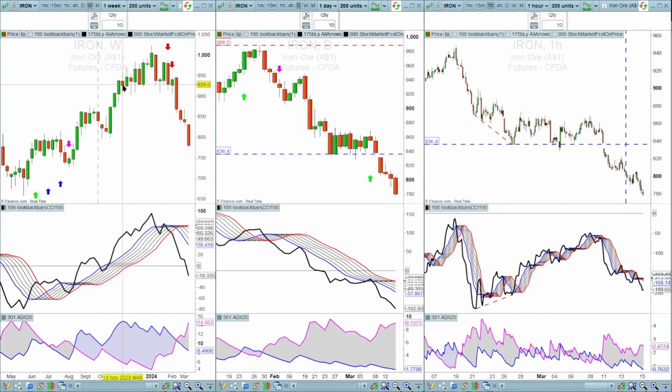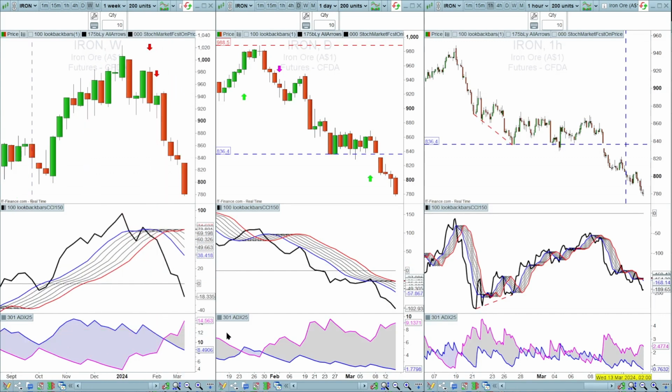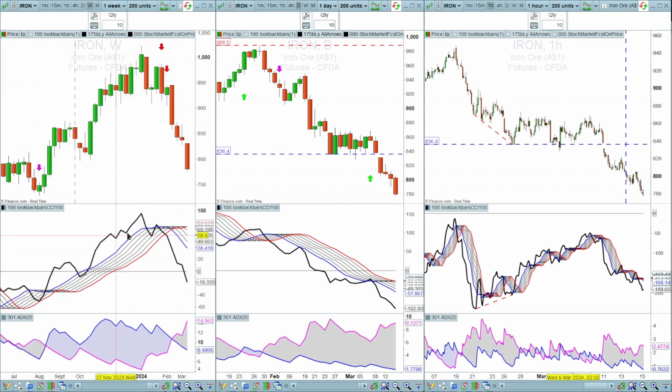So what I've got here is the weekly, daily and hourly charts, and what we look at is the trend, and for that we look at the ADX 25 at the bottom here. That's still showing a pretty strong bearish trend on the daily likewise, and on the hourly as well. Secondary, we look at the CCI 150, and if it's broken above or below this moving average band, and currently it's well below that, pretty steep fall on the weekly.